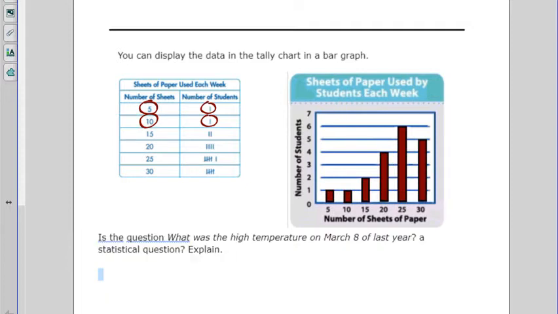Now here are a couple questions. What was the high temperature on March 8th of last year? Is that statistical? Well, no. It already happened that the high temperature was whatever it was. It's not statistical.